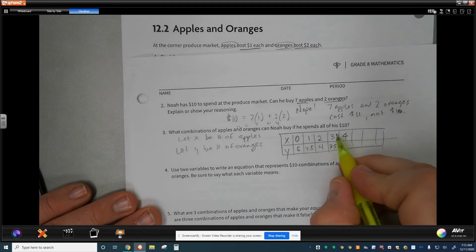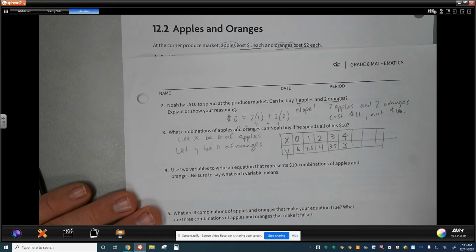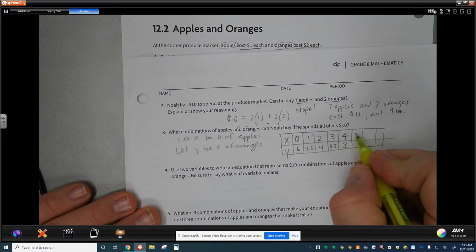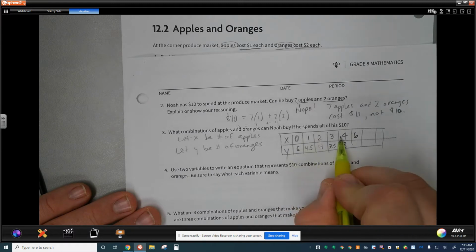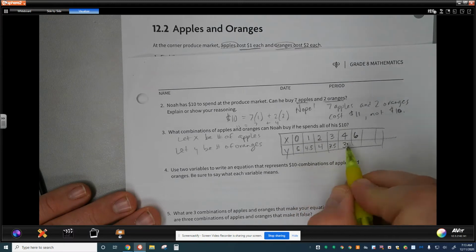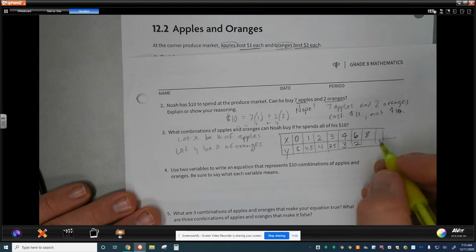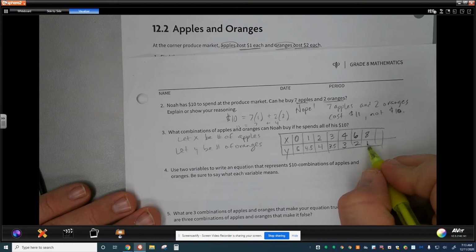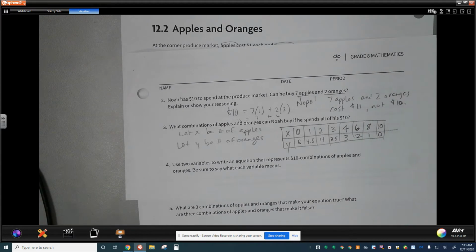That pattern looks like this. If I go to my next number, as I increase my number of apples, I decrease my number of oranges by 1/2. Or if I skip over one of these, I notice that my even numbers came out to nice even integers. This should be 2. 8 apples will give us 1 orange, and 10 apples will give us 0 oranges.